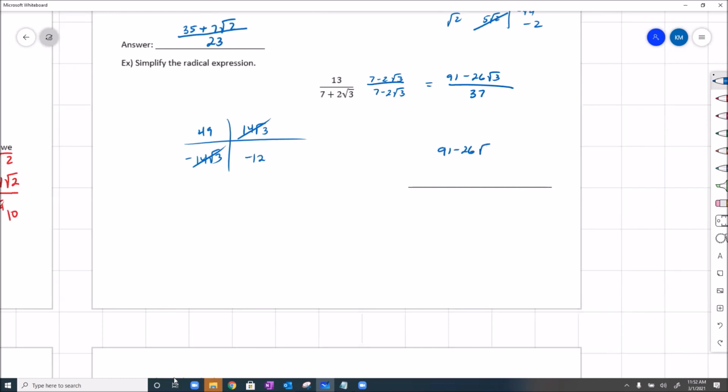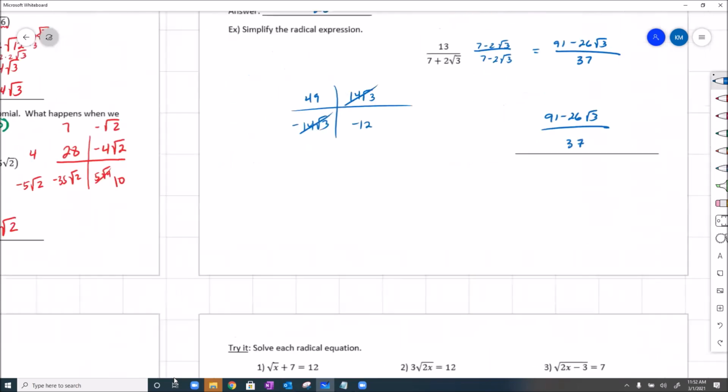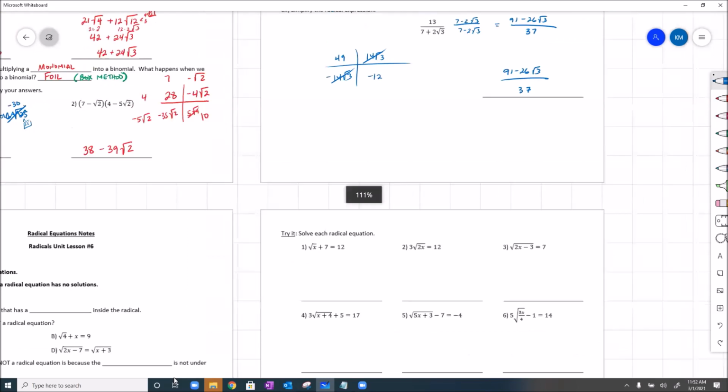That is operations with radicals, which focus mainly on FOILing, multiplying, dividing. Obviously, we did addition and subtraction as we simplified our radical expressions.